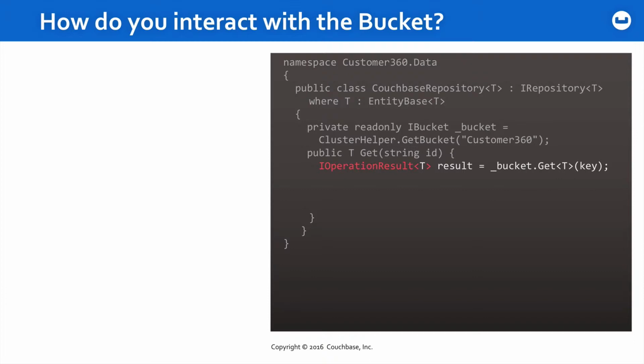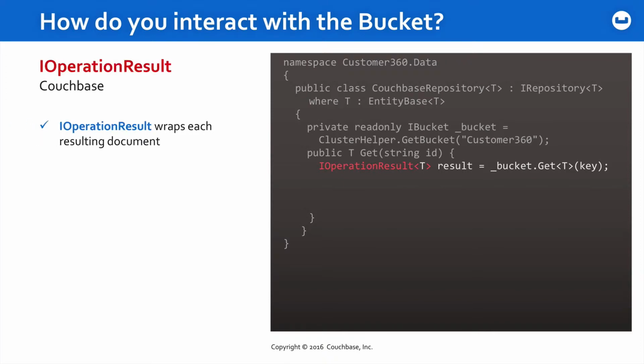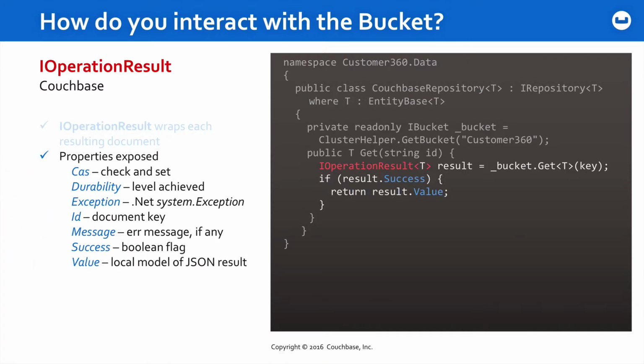So, in interacting with the bucket, as we said, when you get a value back, you're going to get this IOperationResult. Note that it's generically typed. So again, that wraps each resulting object, and it exposes a set of properties such as CAS, which is a check and set value that can be used for one approach to optimistic locking. There's also a durability setting, which relates to the newer durability level approach to ensuring durability of documents. There is an exception if one is thrown, something extending System.Exception out of .NET. That's also available through this result object. The document key itself is in the ID property. If there's an error message, it's in Message.